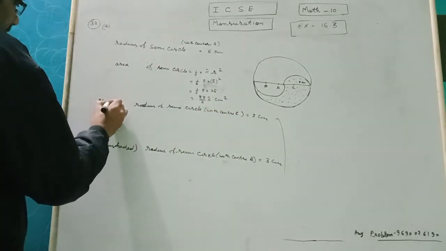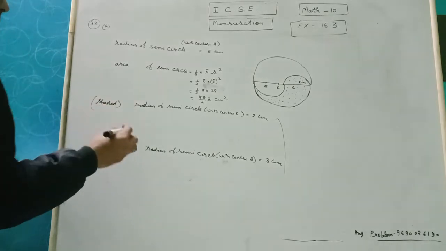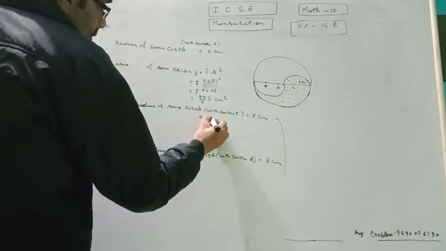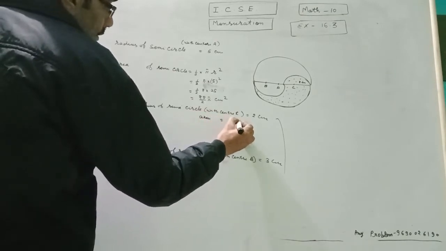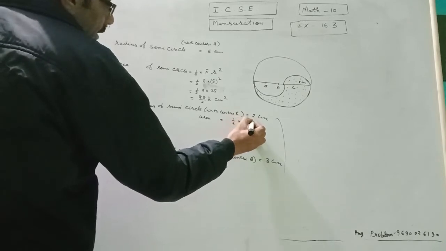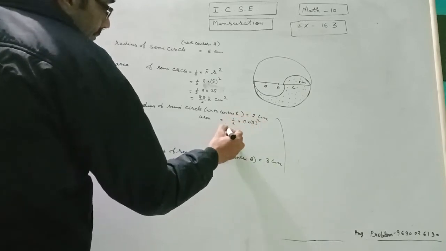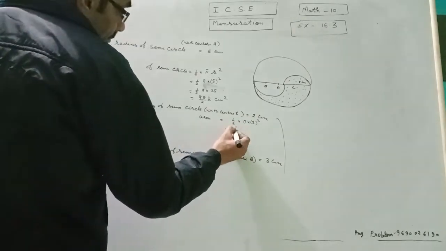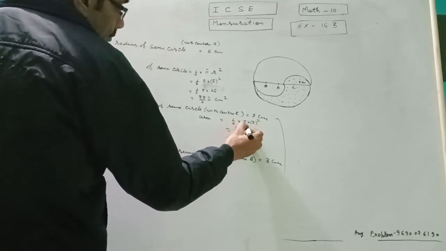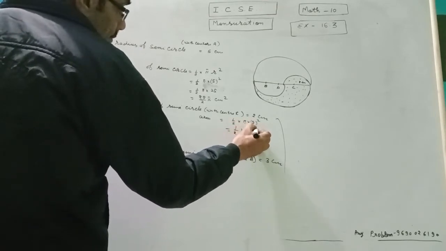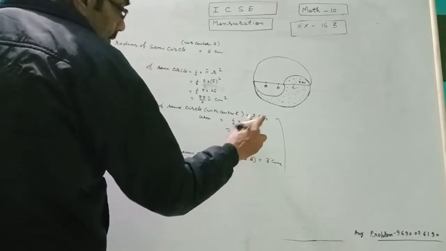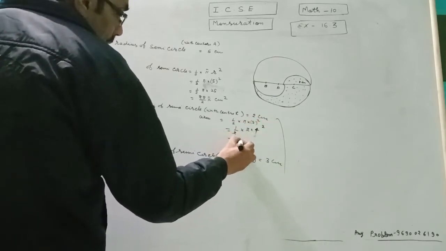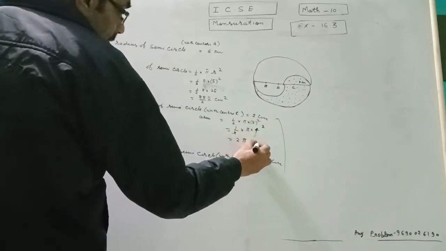Shaded part is, radius is 2 cm. Area is equal to 1 by 2 into pi into 2 square. So 1 upon 2 into pi into 2 square is 4. Divide by 2, 2 pi cm square is the area.